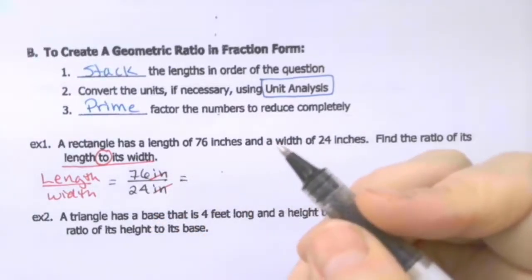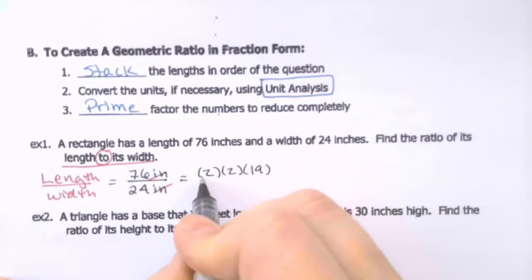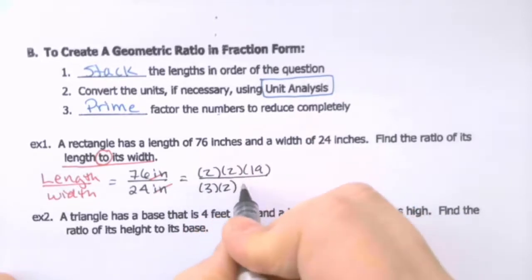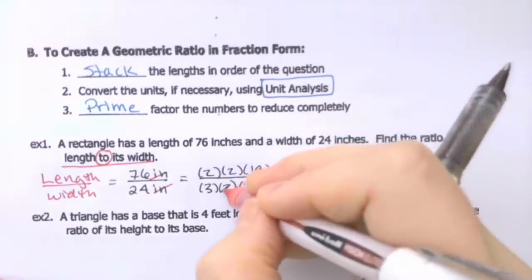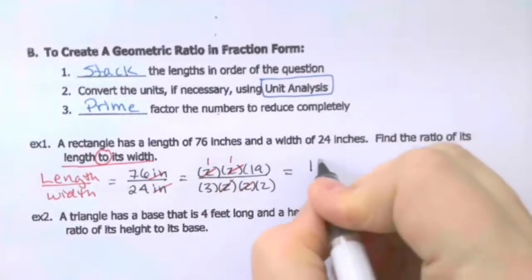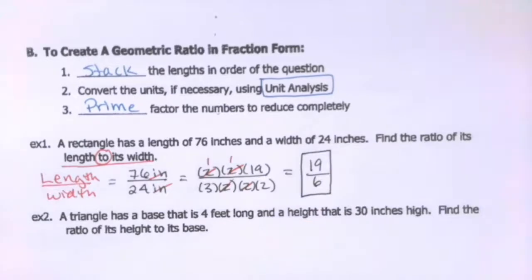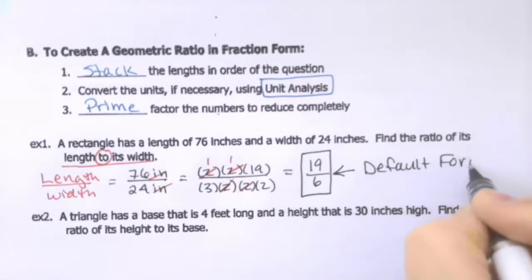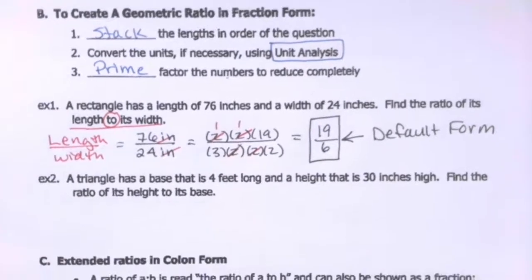And now we reduce. 76 is 4 times 19, so 2 times 2 times 19 over 24, which is 6 times 4. So 3 times 2 for the 6, 2 times 2 for the 4. And we have a 2 that will divide to 1, another 2 that divides to 1, and we have 19 over 6. Now, if they don't specify what form they want it in, fraction form is the default form. And again, there are no mixed numbers. It is always improper but reduced. All right, let's do the other example.